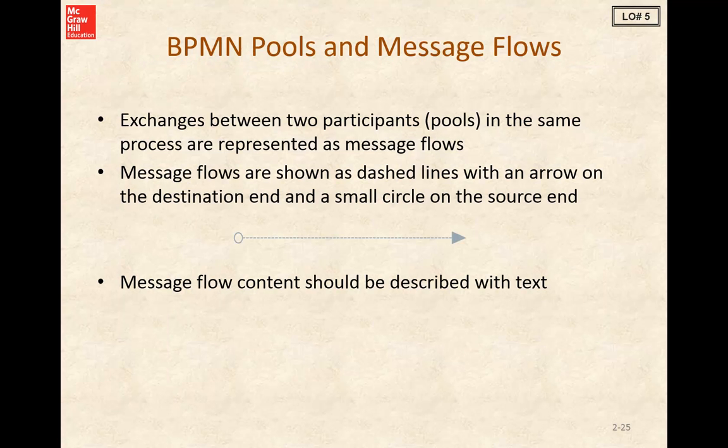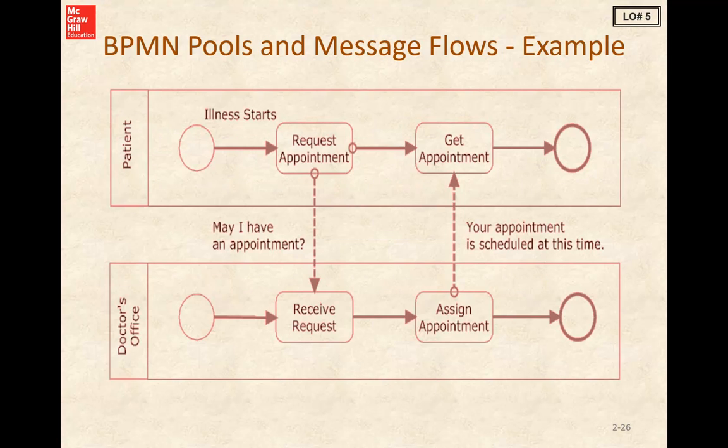Now, sometimes we're going to have exchanges between the two participants or pools in the same process, and these we're going to designate as message flows. Message flows are shown as dashed lines with an arrow on the destination end and a small circle on the source end. And message flow content should be described with text, and we're going to see that here on the next slide.